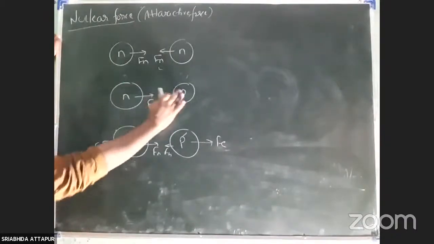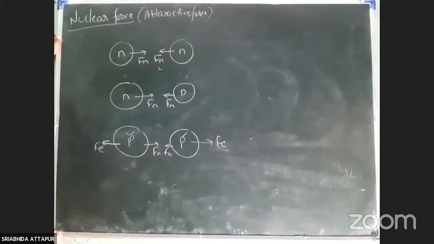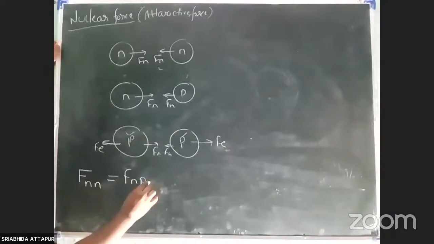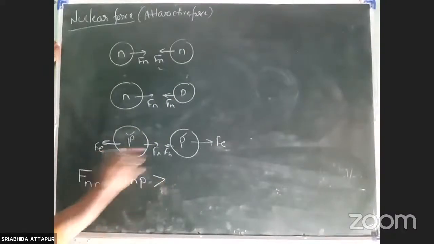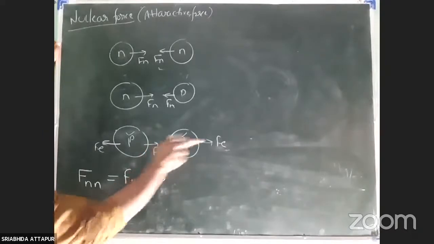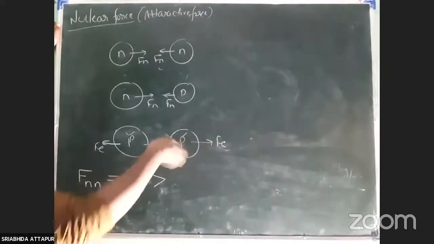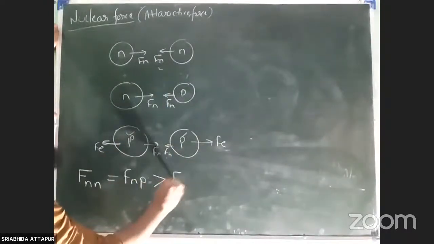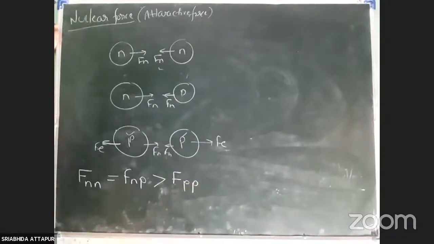Neutron-neutron or neutron-proton or proton-proton, in which case the force is acting maximum or more. Therefore, if you want to arrange in increasing or decreasing order, you can. The nuclear force between neutron and neutron is equal to the nuclear force between neutron and proton, because there is no electric force. But those are greater. Why? Because if you see here, the net force becomes less. Nuclear force acts this side and electric force acts this side, so the net force becomes less as compared to this force. Therefore, the force between protons is less. This is the reason.